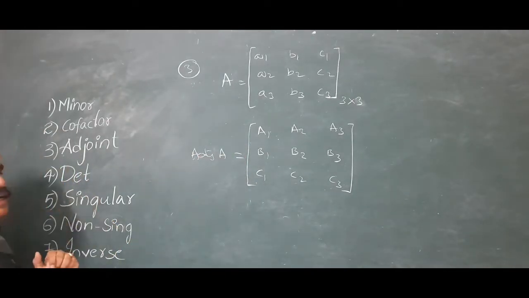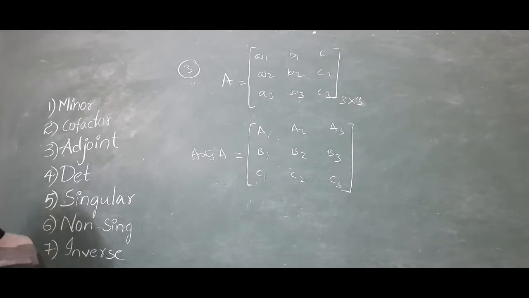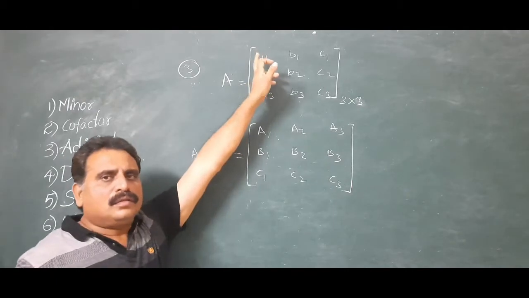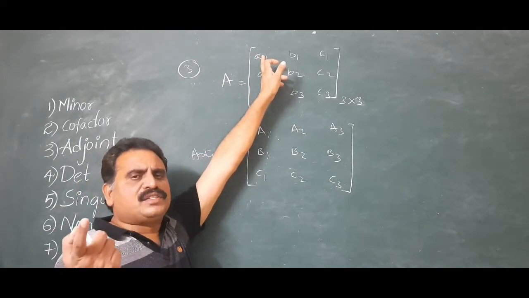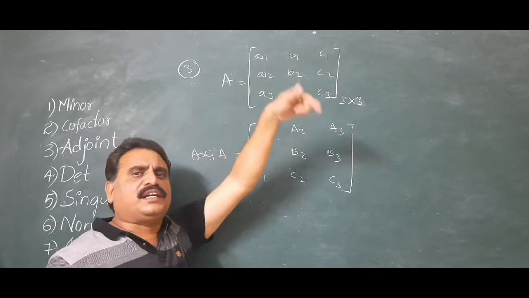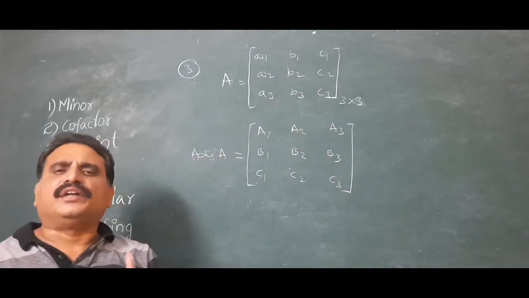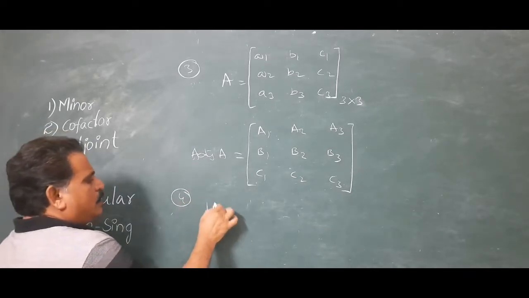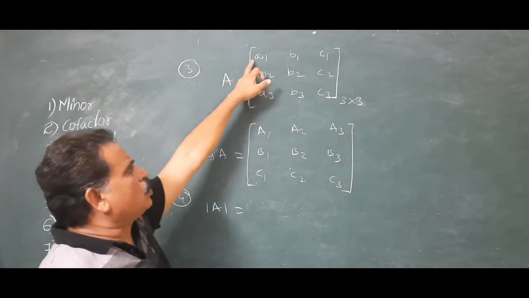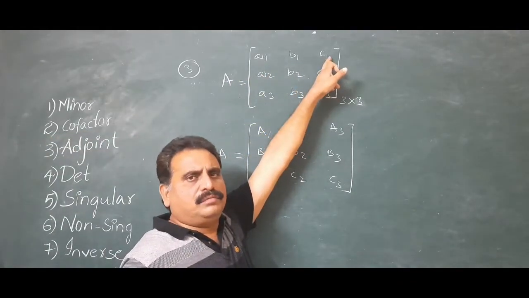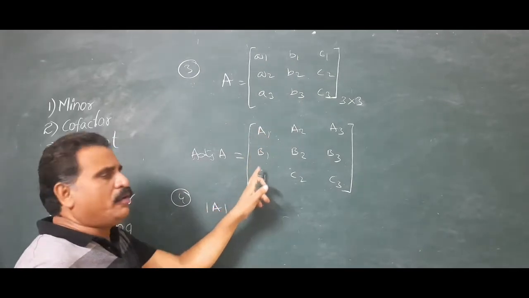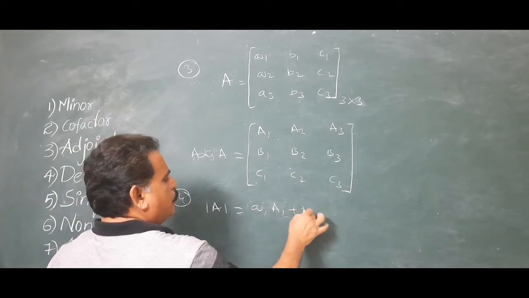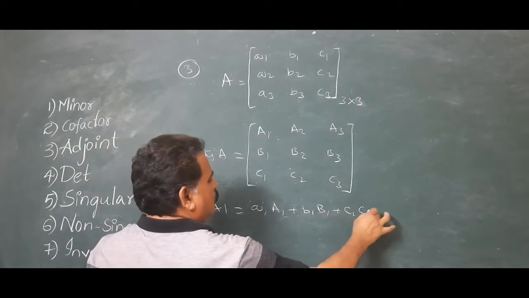Now, the determinant of a 3 by 3 matrix. We discussed the determinant of a 3 by 3 matrix. The sum of the products of the elements of a row or column with their corresponding cofactors is called the determinant of the matrix. Determinant of A equals the first row elements a1, b1, c1 with their cofactors capital A1, B1, C1. The sum of the products is determinant A = a1A1 + b1B1 + c1C1.